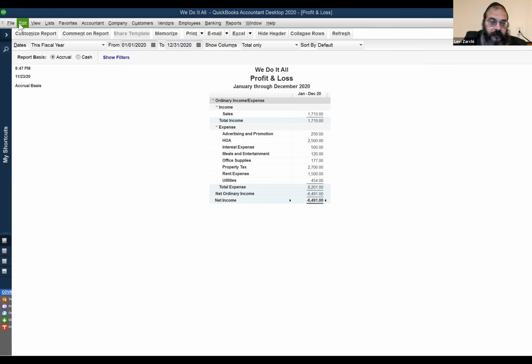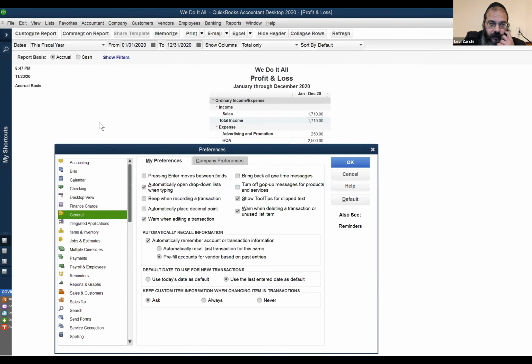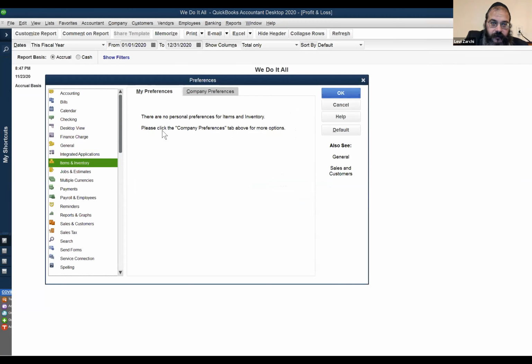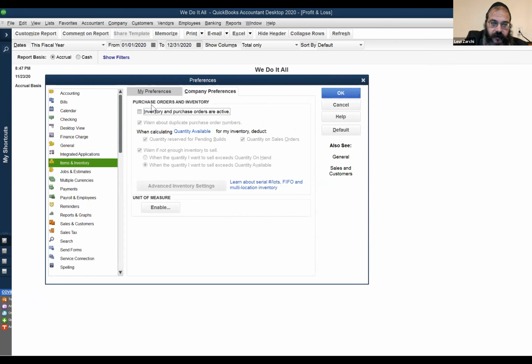We're going to all do this in the next class. We could edit the preferences, and I'm going to show you, we'll do it again next class. You'll edit preferences, items and inventory, and you go to company preferences, and you have to check inventory and purchase orders active. That is how we'll be able to keep track of inventory. So this is the Hagdama to the next class.